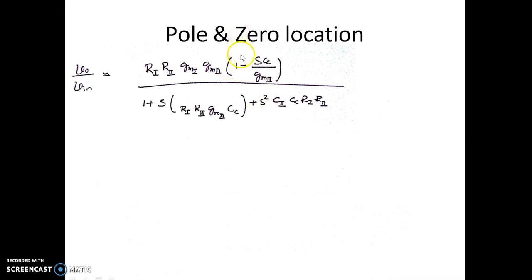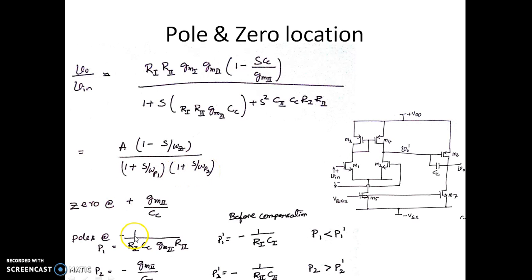This is the location of the 0, which is on the right hand side. Its location is actually Gm2 divided by Cc. The location of 0 is on the right hand side, which is Gm2 divided by Cc. So this is what we are trying to find out. So the position of 0 is at omega z. This is omega P1. This is omega P2. Now 0 is there on the right hand side with its value as Gm2 by Cc, and the pole P1 has been moved to this position, and P2 is actually minus Gm2 by C2.